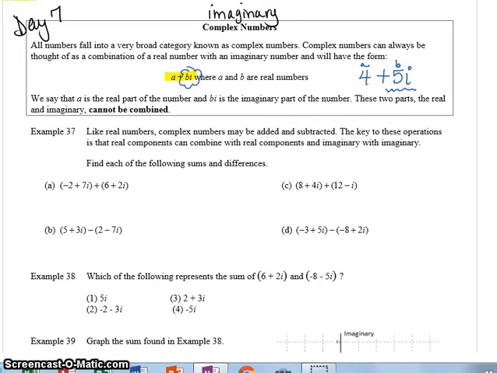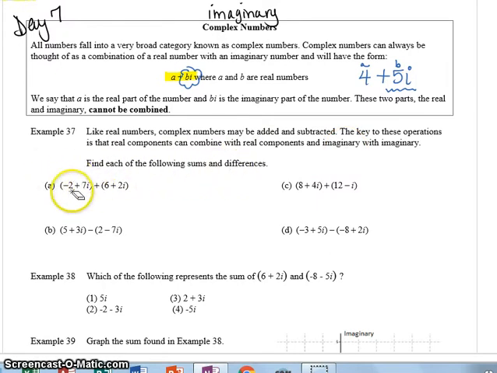Example 37. Like real numbers, complex numbers may be added and subtracted. The key to these operations is that real components can combine with real components and imaginary with imaginary. So only something with an i can be combined with something with an i. Find each of the following sums and differences.